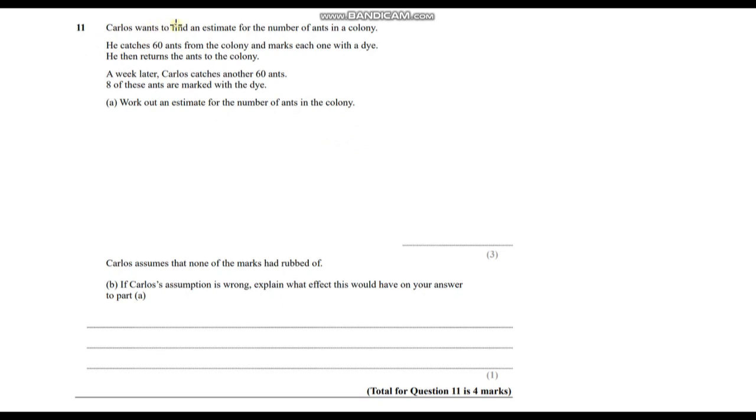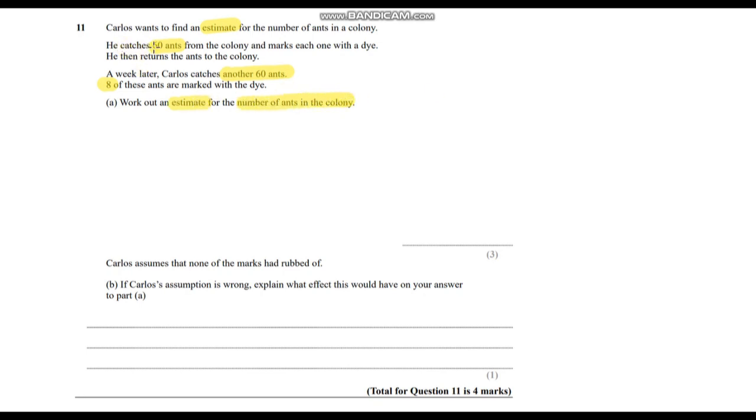Question 11. Carlos wants to find an estimate for the number of ants in a colony. He catches 60 ants from the colony and marks each one with a dye. He then returns the ants to the colony. A week later, Carlos catches another 60 ants, and 8 of these ants are marked with a dye. Work out an estimate for the number of ants in the colony.